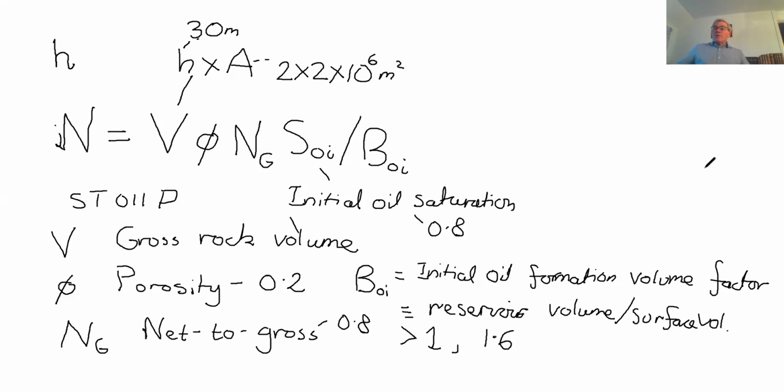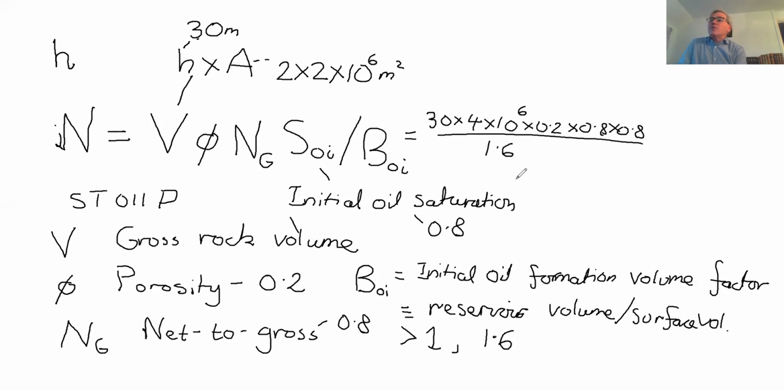Okay, I gave you an example, so let's actually do a calculation now. Let's work out how much oil we have underground in our little example. So we've got 30 times 2 times 2, so that's 30 times 4 times 10 to the 6, times 0.2, times net to gross, times another 0.8, divided by 1.6. Let's just do some things here. 0.6, that's going to be a 2 here, so that's twice that. That goes there. That's a 0.1.